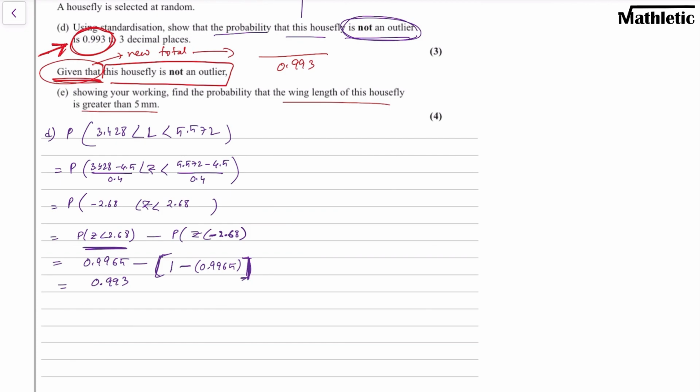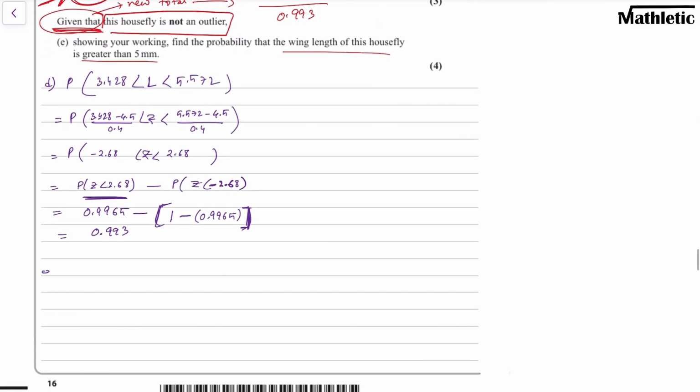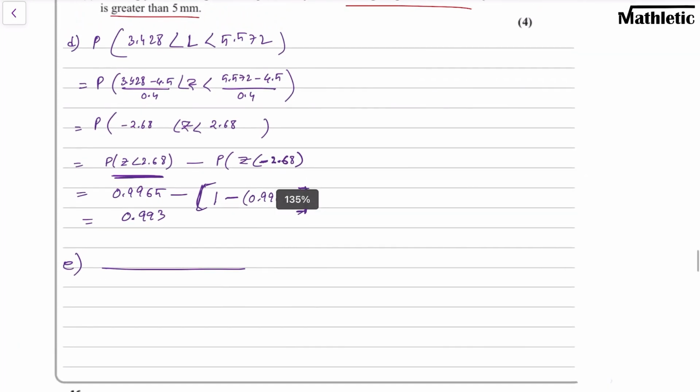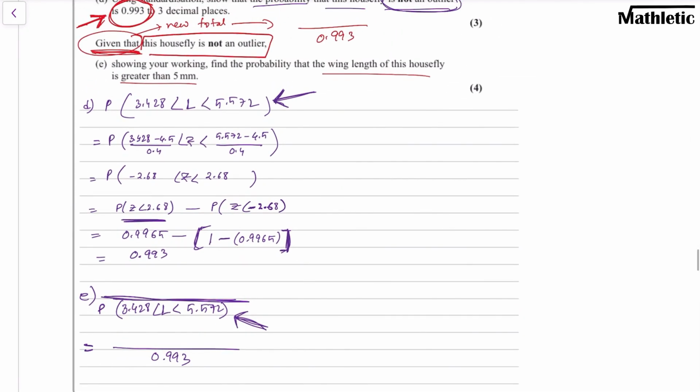So the thing is, part E, the question is that it's a given that situation that this is not an outlier. It means the length must lie within the limit, right? So this is the given that situation, the value must lie within the limit, that's why it's not an outlier. And probability of this you already know, 0.993. So this is the range, the length is within this range. Given that the length is within this range, we need to find the probability that length is greater than 5.